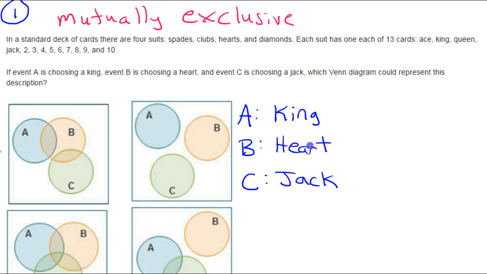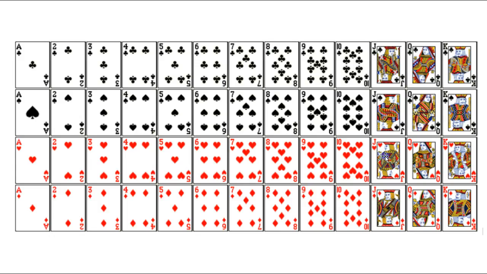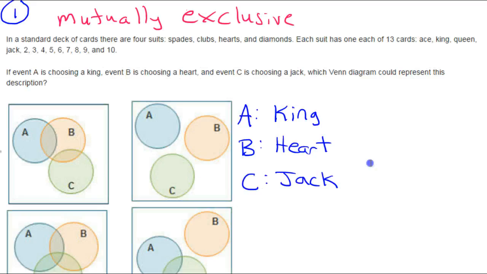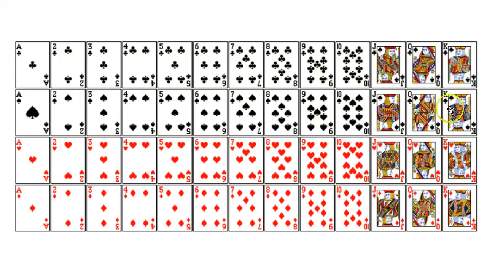Can you be a heart and a jack at the same time? Sure, you can be the jack of hearts. All right, so event B and event C are not mutually exclusive. Now, these are the ones that are mutually exclusive. You cannot be a king and a jack at the same time. You're either a king or a jack. You can't be a king jack.